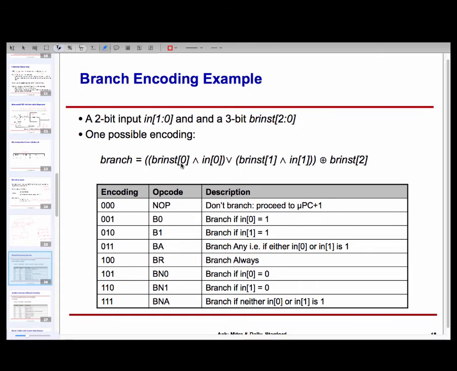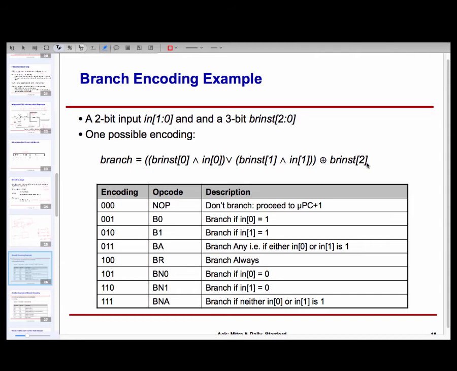The output of my logic is branch instruction 0 and in 0, or branch instruction 1 and in 1, the whole thing XORed with branch instruction 2. Okay, just humor me, and let's imagine this is the logic. Let's see now what will happen.